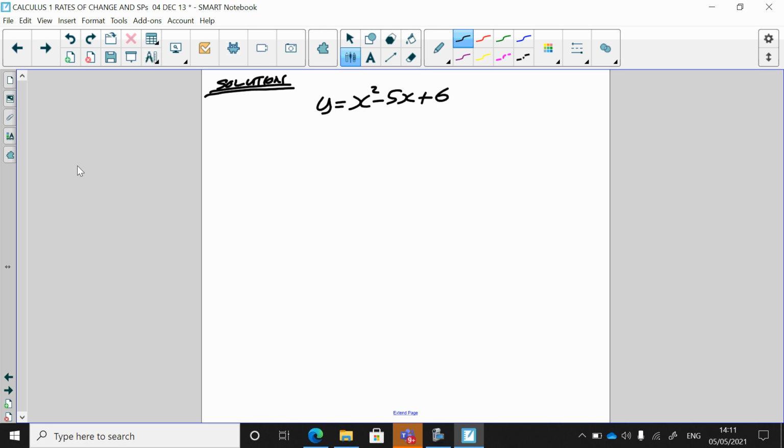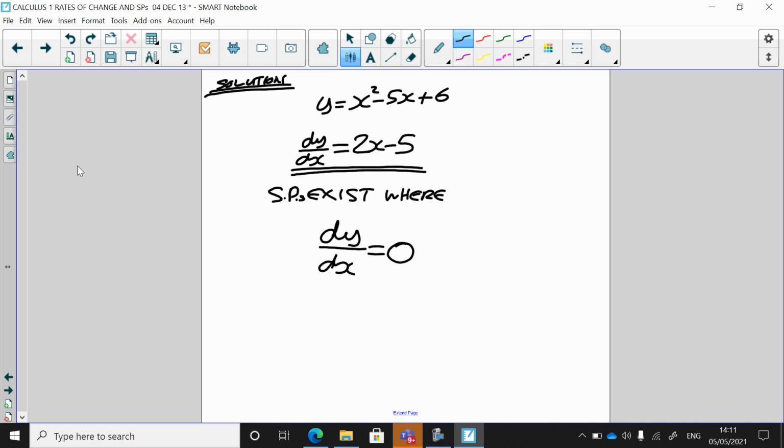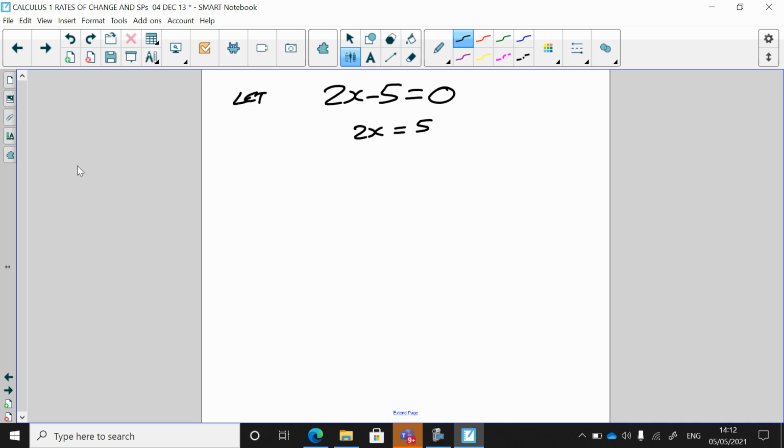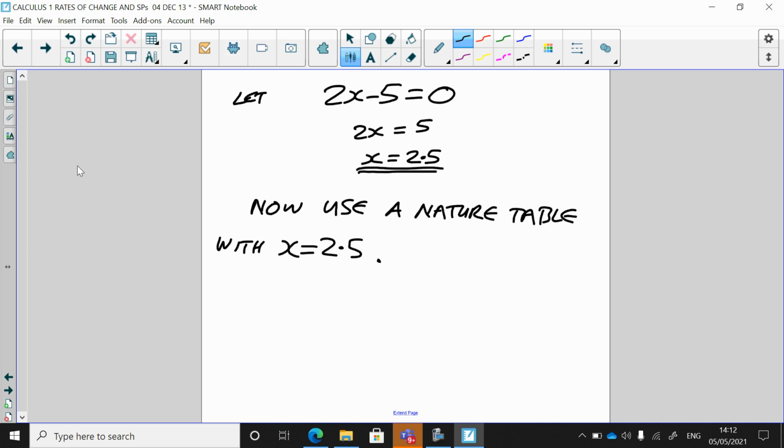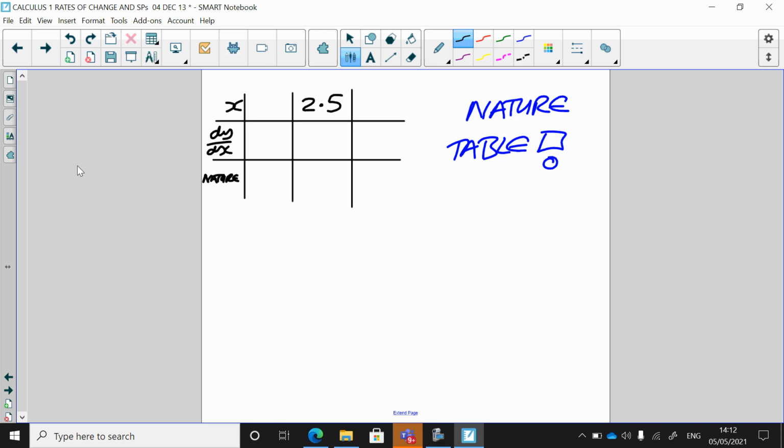Right, so let's differentiate it. We know the rules by now. Stationary points exist where the derivative dy by dx is equal to 0. We've got a derivative and a condition that it's equal to 0, so force them together and solve for x. We've come up with x equals 2.5. We're now going to use a nature table with this x equals 2.5. Usually we refer to this x value, or sometimes we've got more, as the critical value or critical values.